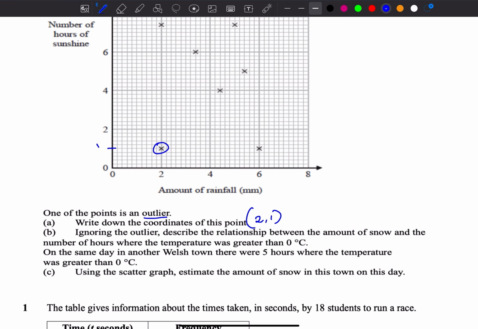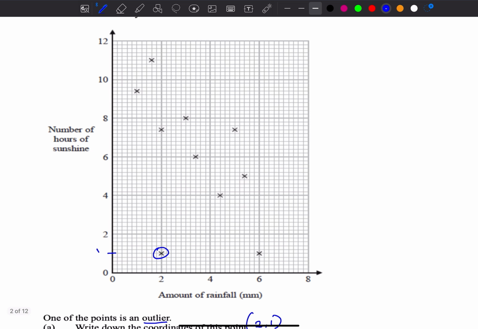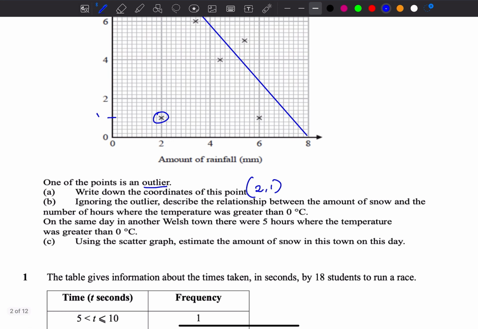Ignoring this outlier, describe the relationship between the number of hours and the temperature. And what type of correlation is it? It's a negative correlation, because if you draw the line of best fit, there you go. That's your line of best fit, okay? That way it's a negative correlation then, right?